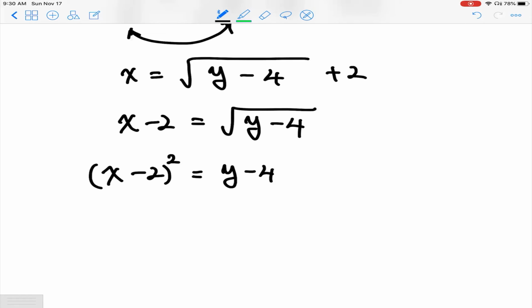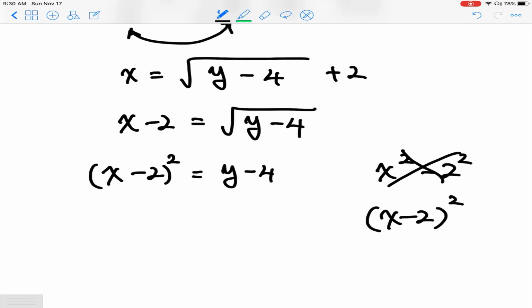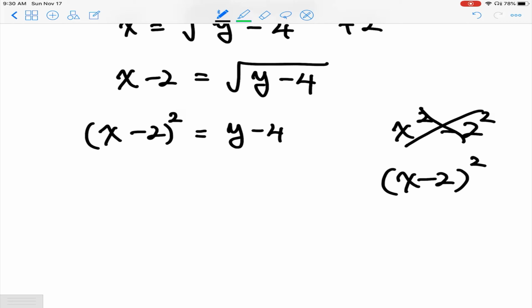Remember, you're squaring the whole side, so it's not going to be x squared minus 2 squared. Not individually squaring it, we are squaring the whole thing. So then once you get this, we have y equals (x minus 2) squared plus 4. Now I will show it to you on Desmos, and be really careful with this type of thing.